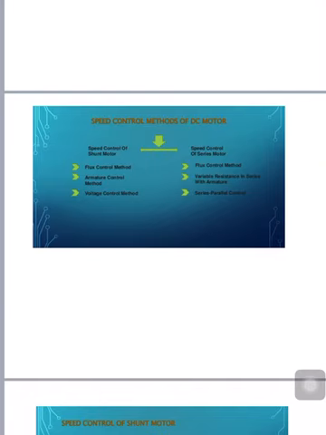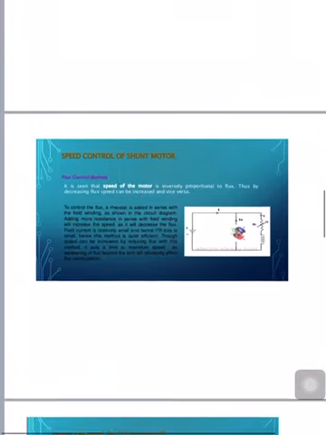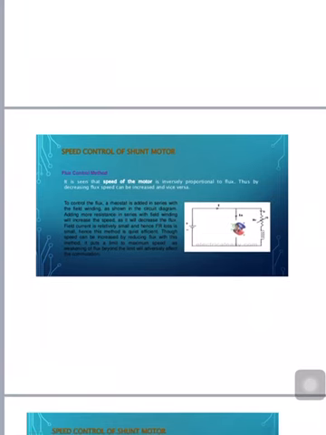We have the shunt motor flux control method, armature control method, and voltage control method. Coming to the series motor, there is the flux control method, the variable resistance in series with armature control method, and the series parallel control method. Now let us move to the speed control of shunt motor.